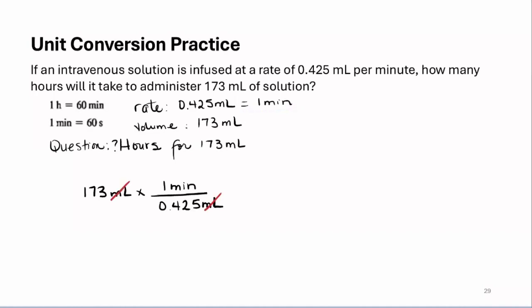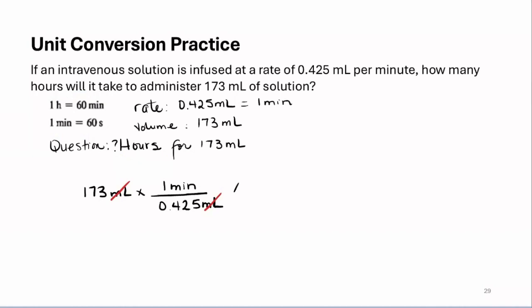This is going to cancel the units of milliliters. And if we take 173 and divide it by 0.425, the only thing that we have accomplished is how many minutes it will take. Since the question is asking for hours, the next thing that we have to do is actually find a conversion factor that will take the unit of minutes and convert it to hours. As you can see here, we have two conversion factors for time. And the one that we need to utilize to convert from minutes to hours is the first one.